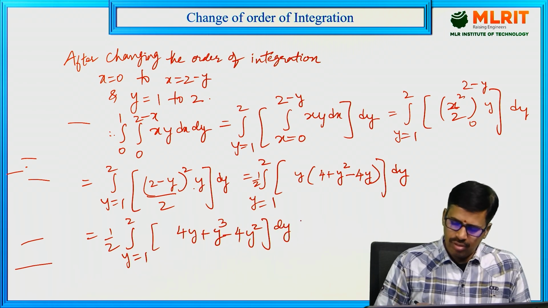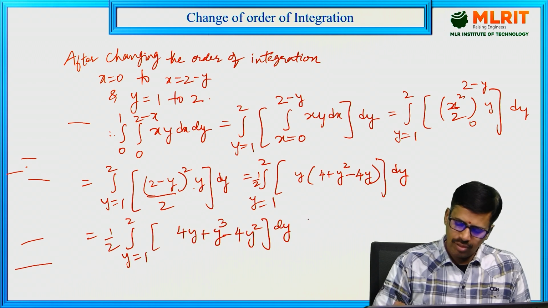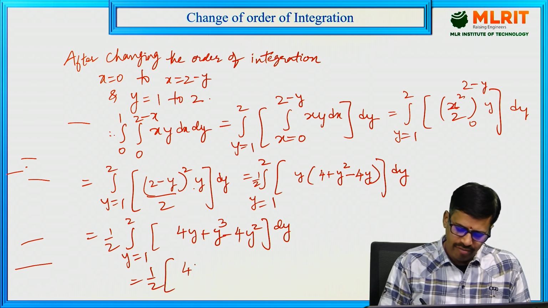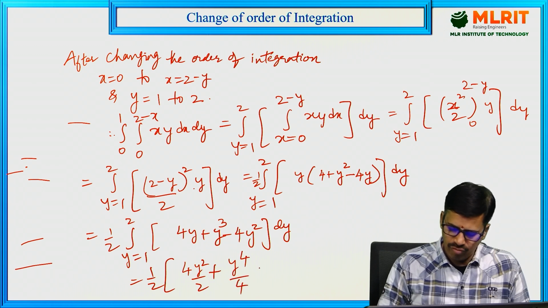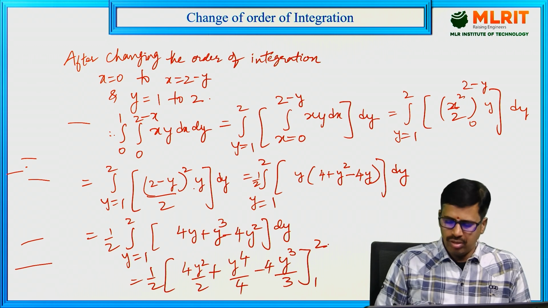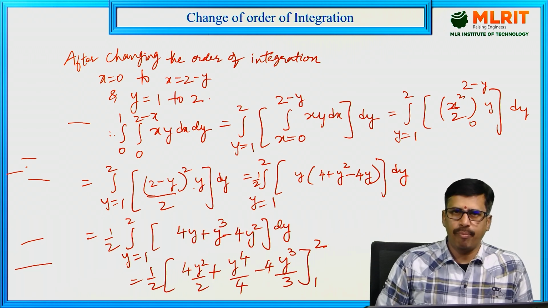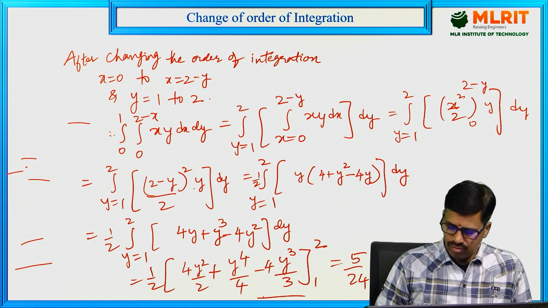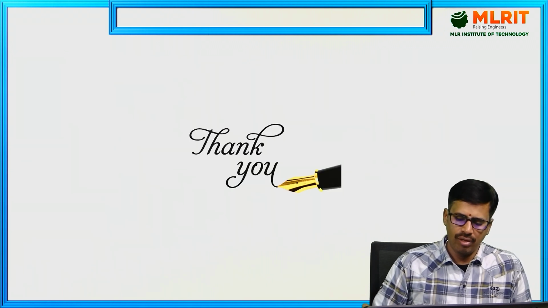So this is equal to 1 by 2. What is the integration of 4y dy? Y square by 2, plus y cube integration is y power 4 by 4, minus y square integration is y cube by 3. Now substitute the limits 1 to 2. So in place of y, first let us substitute upper limit 2 and then lower limit 1. So if we solve this, we get 5 by 24. Thank you.